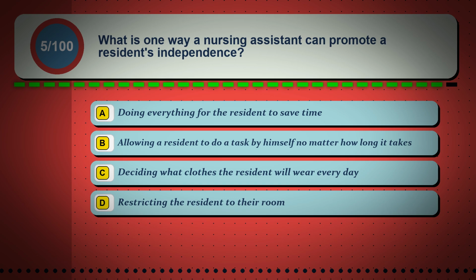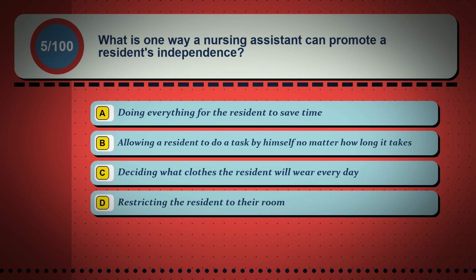Question 5. What is one way a nursing assistant can promote a resident's independence? Option A. Doing everything for the resident to save time. Option B. Allowing a resident to do a task by himself no matter how long it takes. Option C. Deciding what clothes the resident will wear every day. Option D. Restricting the resident to their room.